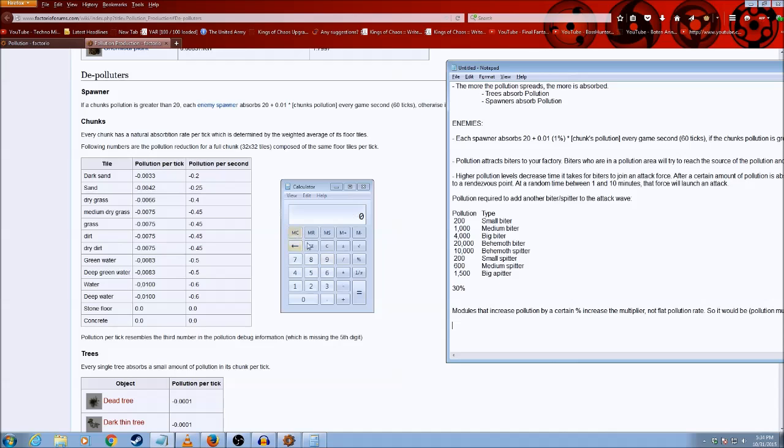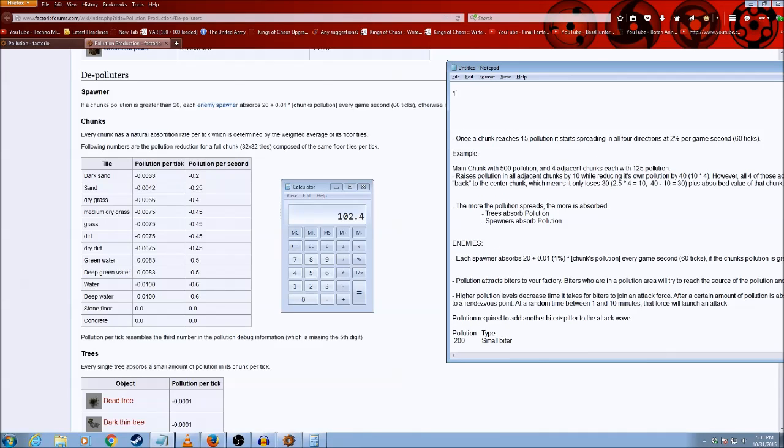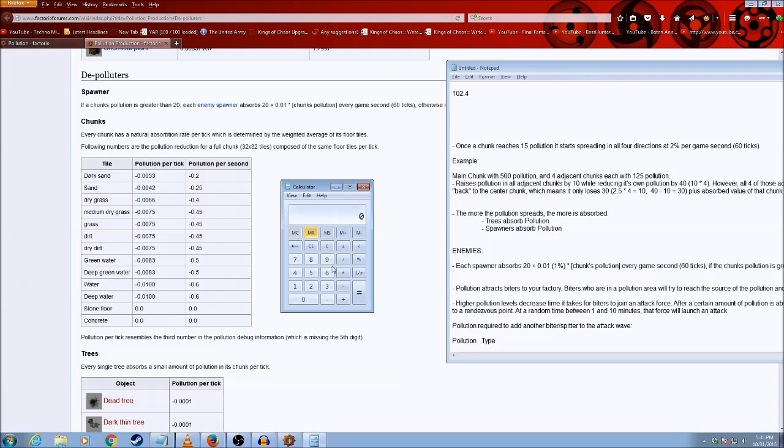Anyway, get the weighted average. Let's just say we had one chunk with 50% dark sand and 50% dry grass. There's 1,024 tiles per chunk because 32 times 32. So half, so 512 times 0.2 gives us like 102.4.